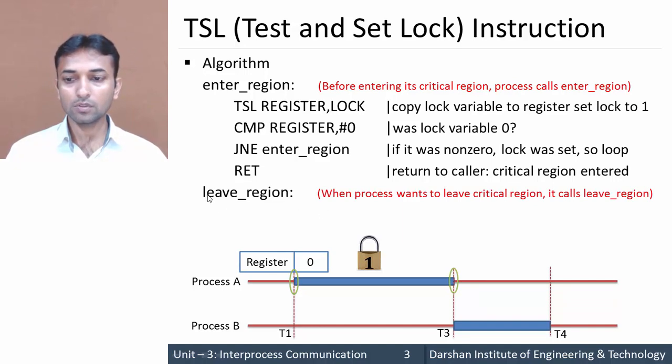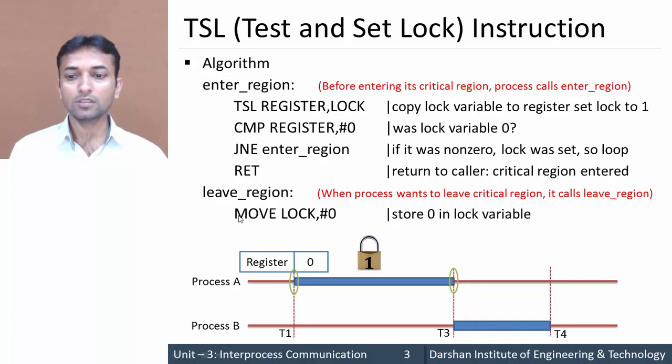Now leave_region. Your process will call this function at time t3, meaning once your process has exited from the critical section, immediately the process will call leave_region. Simply the first instruction, that is move lock, 0. It simply sets the value of the lock variable to 0. Suppose here the process exits from this critical section, immediately it sets the value of lock to 0. So in this way the TSL instruction will work.